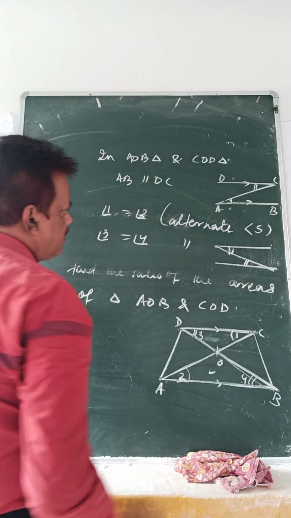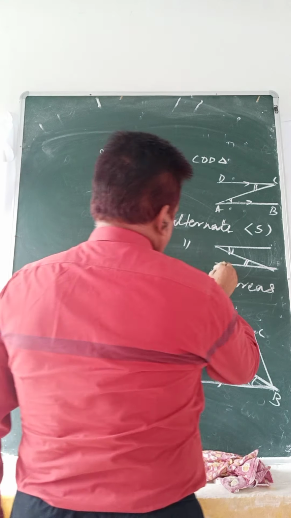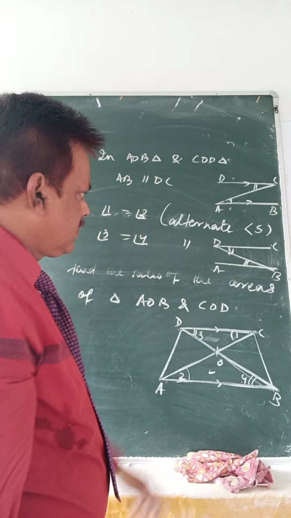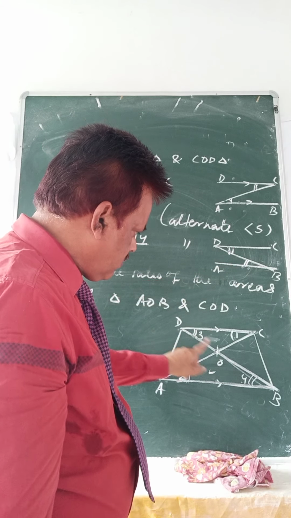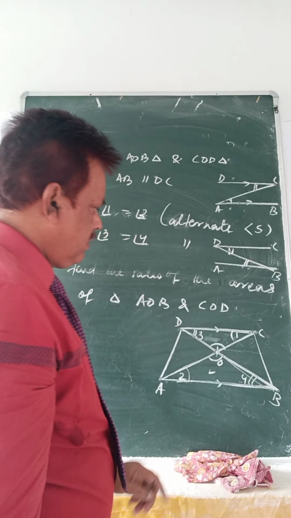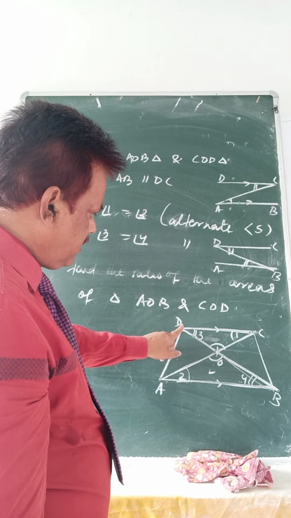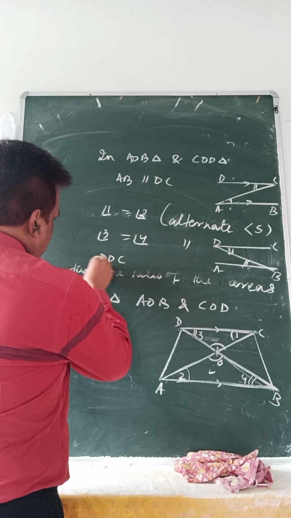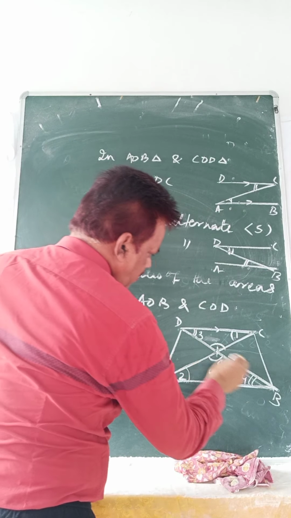Same criteria, corresponding angles. This is your AB, this is your DC. So 3 equals 4. Also, vertically opposite angles are equal, which means angle DOC equals angle AOB.